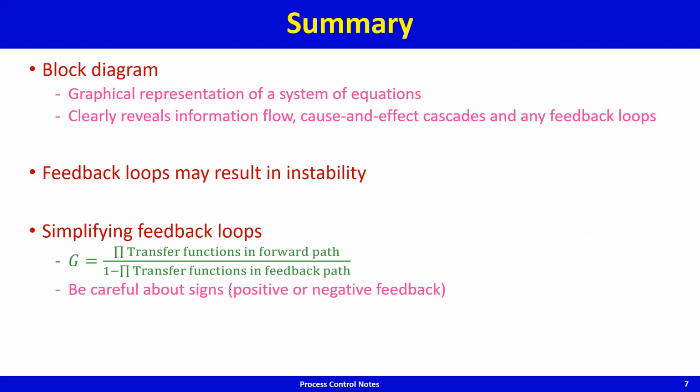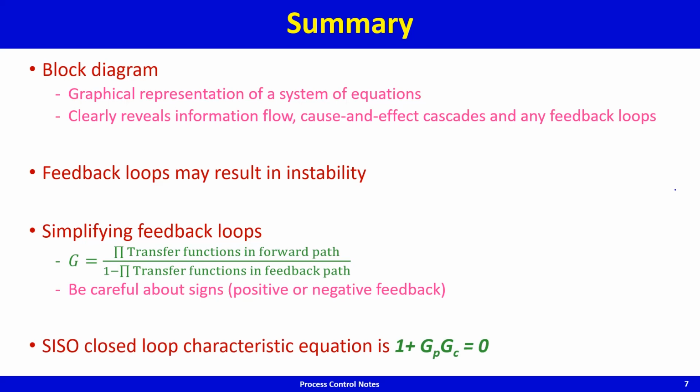And this is what we do when we specify that a controller is direct acting or reverse acting. Direct acting corresponds to Kc negative. Reverse acting is Kc positive. The other thing that is of importance is that the closed loop characteristic equation is 1 plus GP GC equals 0. The roots of this equation are the roots of the closed loop characteristic equation.